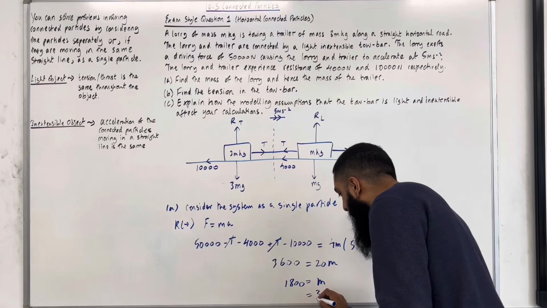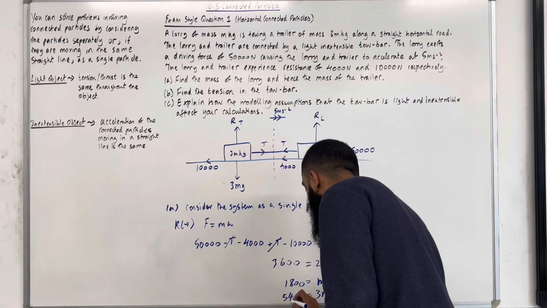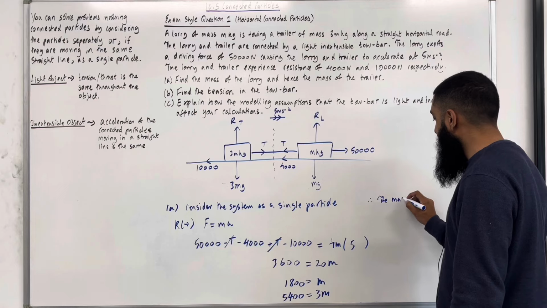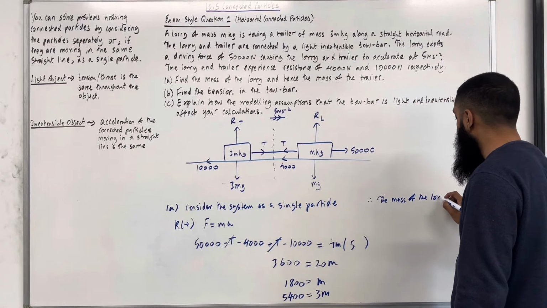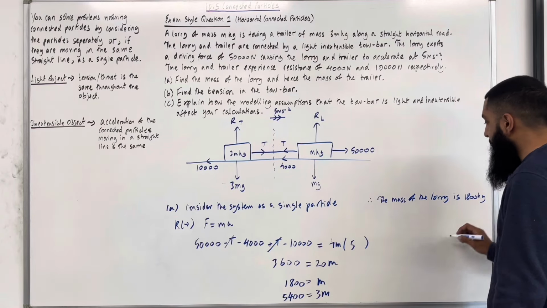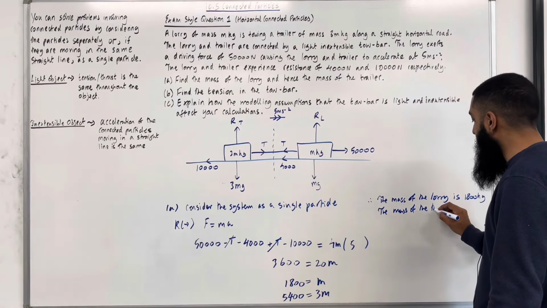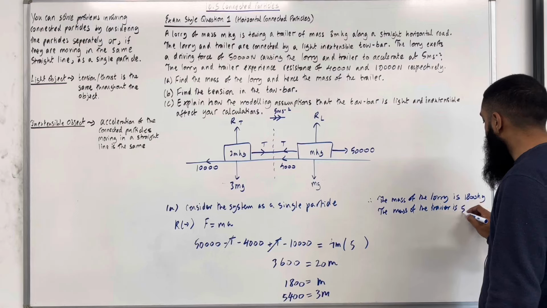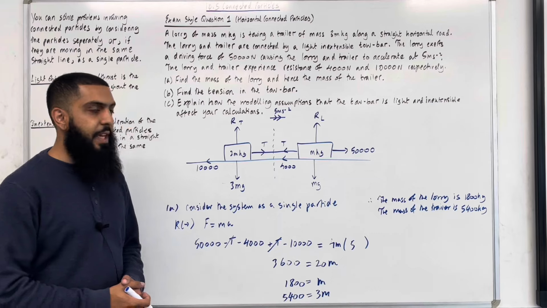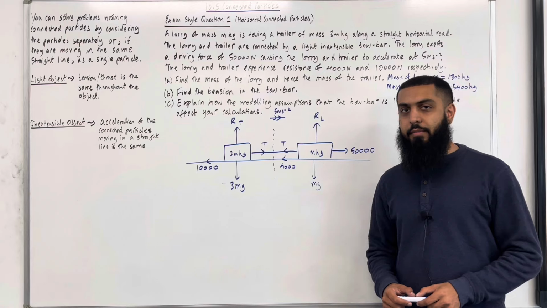Now we can work out 3m. So we do 3 multiplied by 1,800, which is 5,400. Therefore, the mass of the lorry is 1,800 kilograms. The mass of the trailer is 5,400 kilograms. And that there completes part A of exam style question 1. Moving on to part B of exam style question 1.